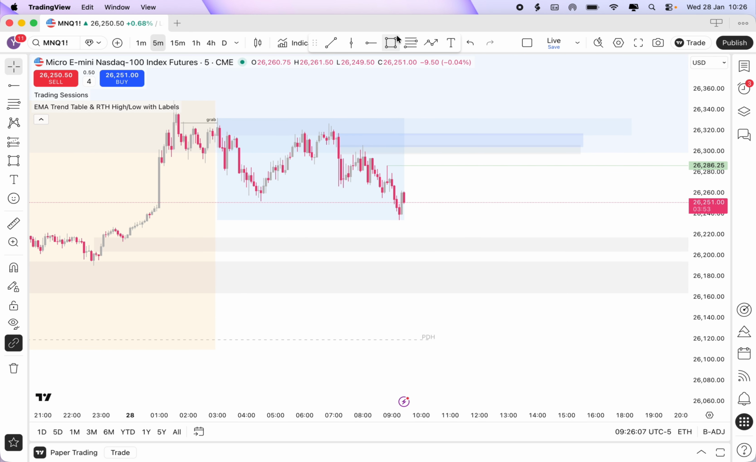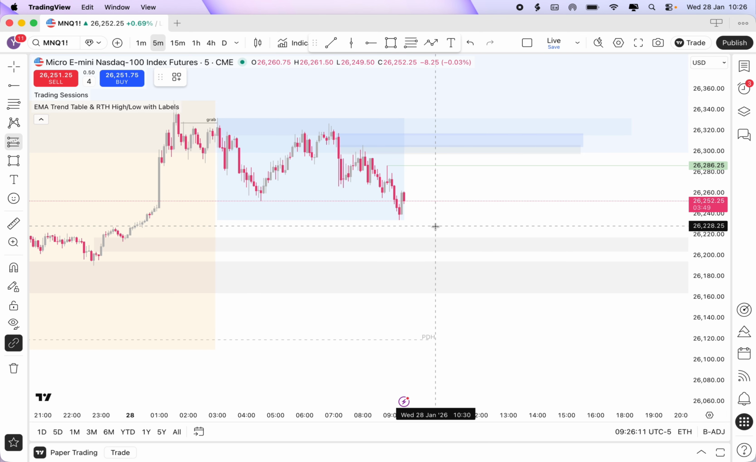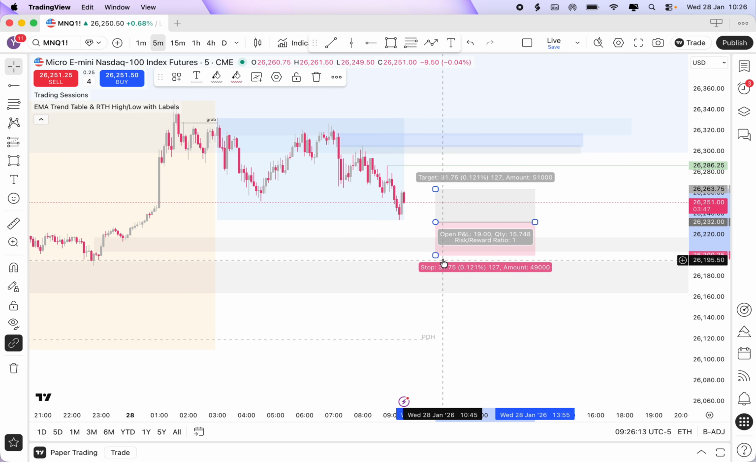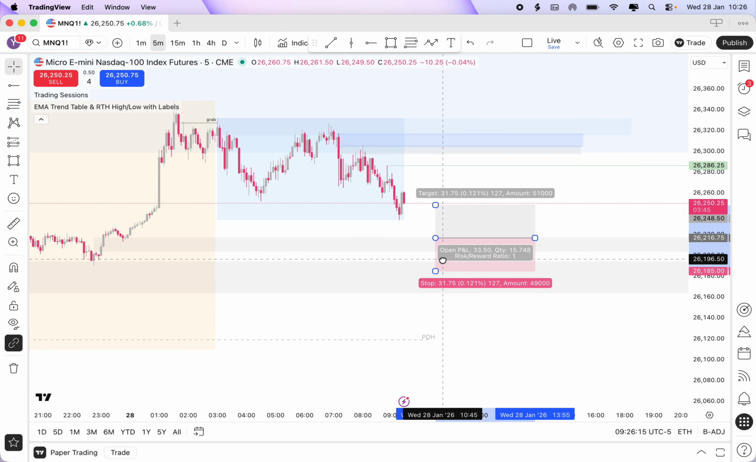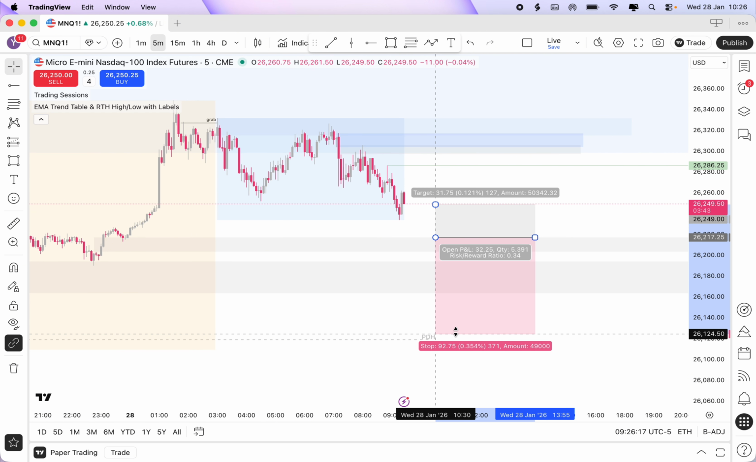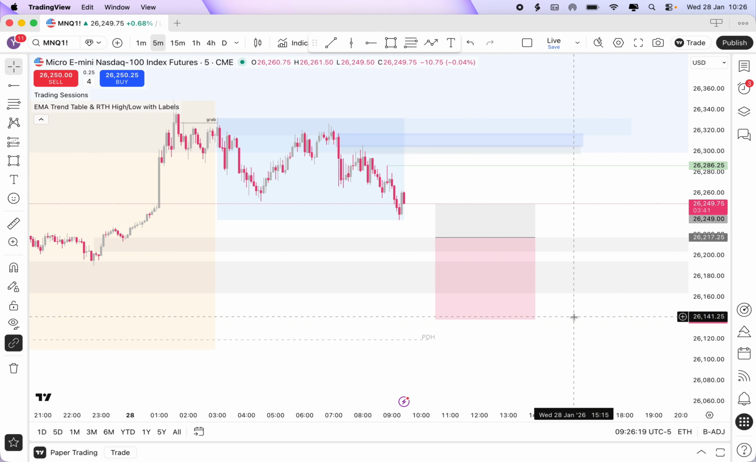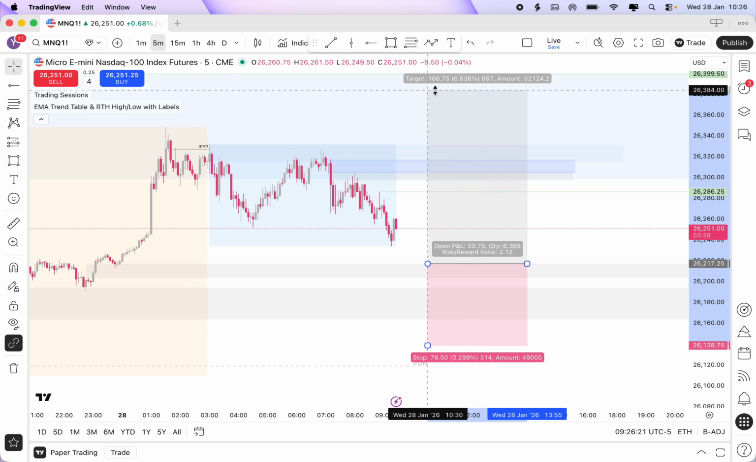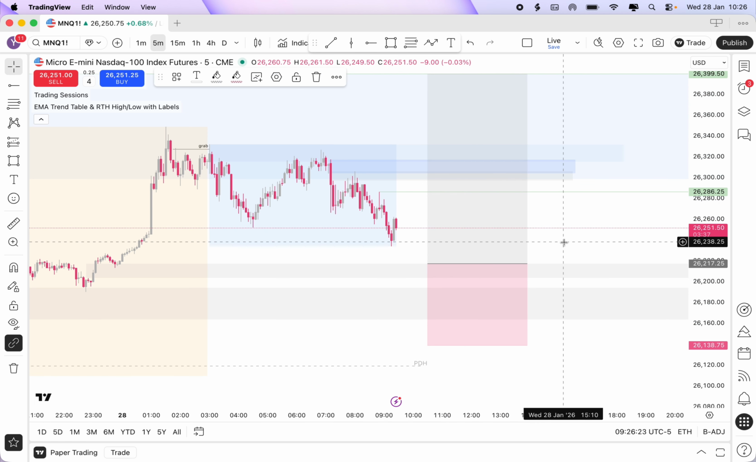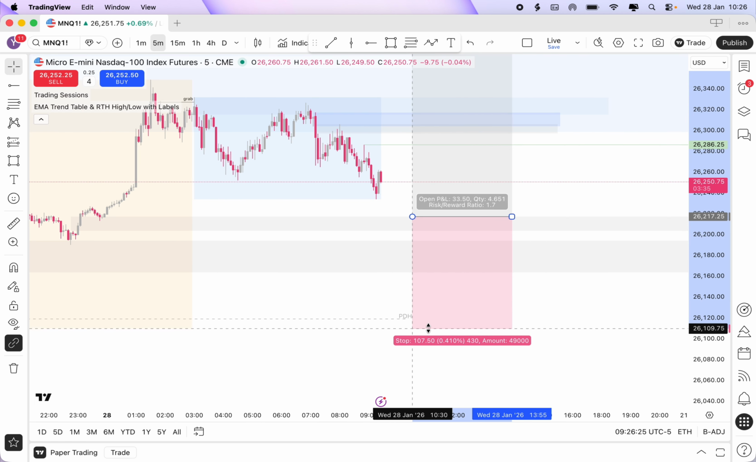So this is what I'm thinking, guys, maybe down here, touch this FVG. Just make it low like that. I'm gonna say just put it under this low.